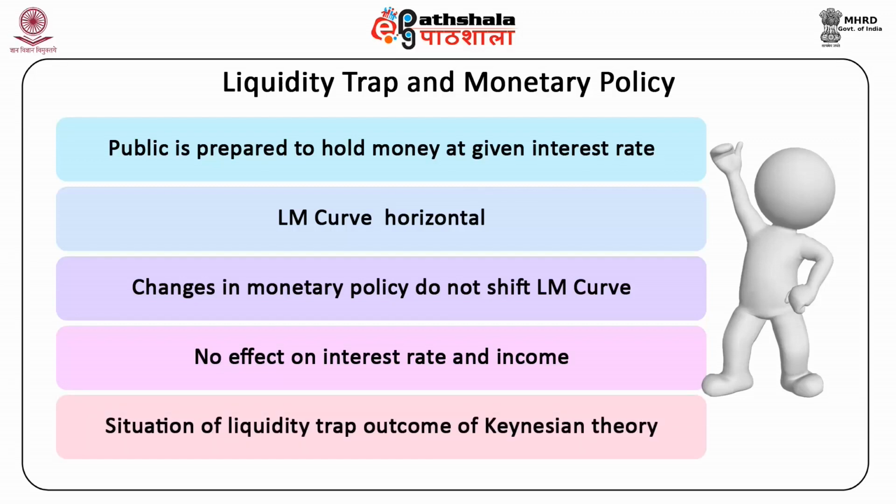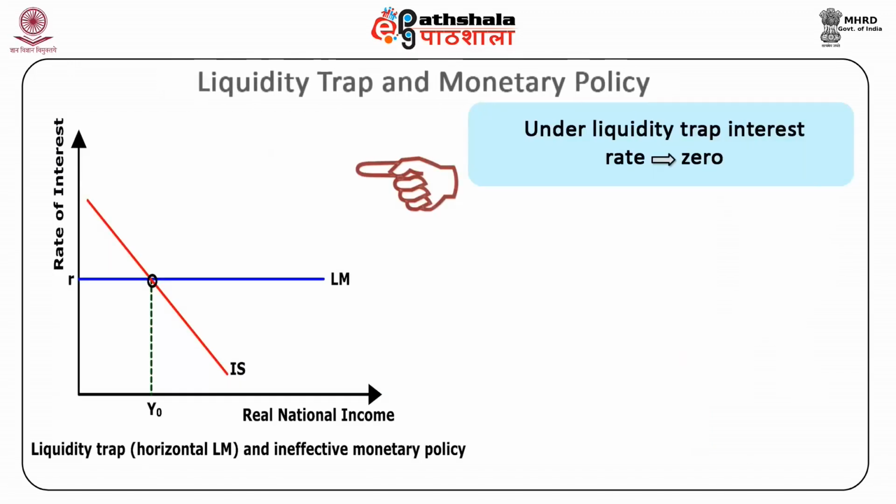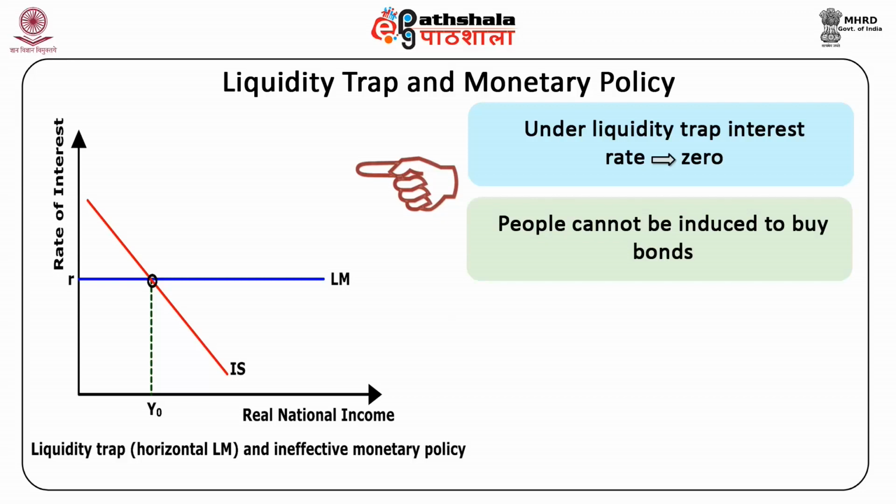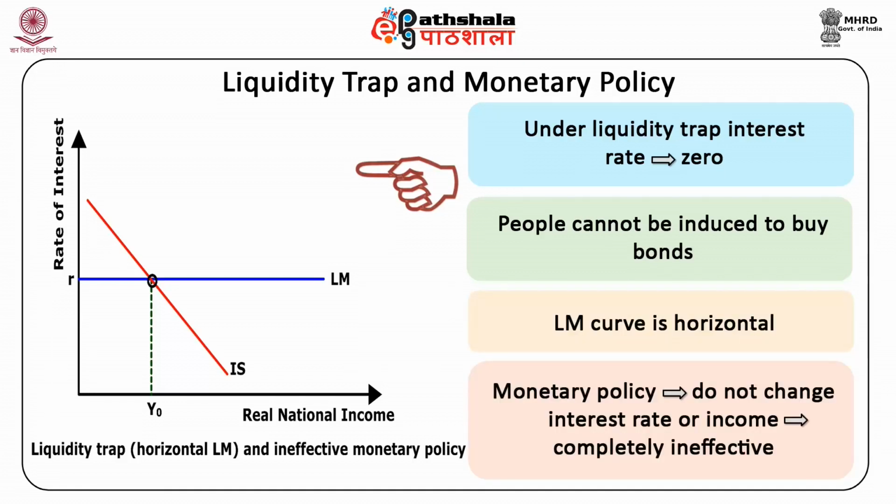The situation of liquidity trap is the outcome of the Keynesian theory. Under liquidity trap, the interest rate in the economy is so low that with the increase in real balances, people cannot be induced to buy bonds which pay zero interest rate. In liquidity trap, LM curve is horizontal and monetary policy carried through open market operations does not change either interest rate or income. This implies that when economy is in liquidity trap, monetary policy is completely ineffective.